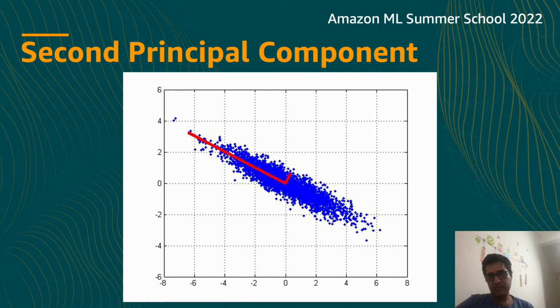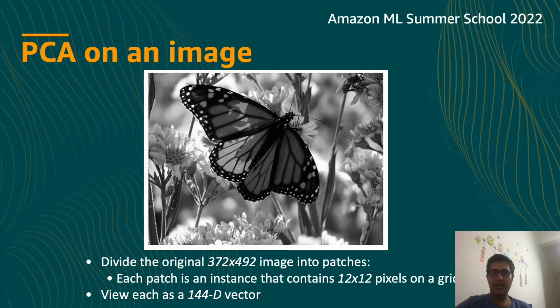Next we will look at how PCA carried out on an image looks, as in how much compression of a particular signal can be carried out. Think about it this way: let us say you have been given an image of this nature. You have this beautiful image of a butterfly which is 372 by 492 pixels. That's the original image. And essentially the operation that we are carrying out is dividing this overall image into a grid of 12 by 12 pixels.